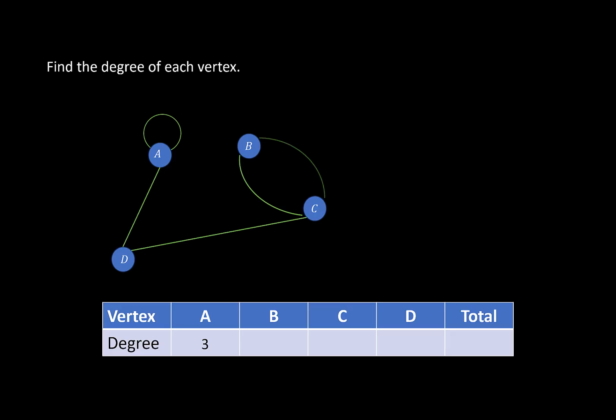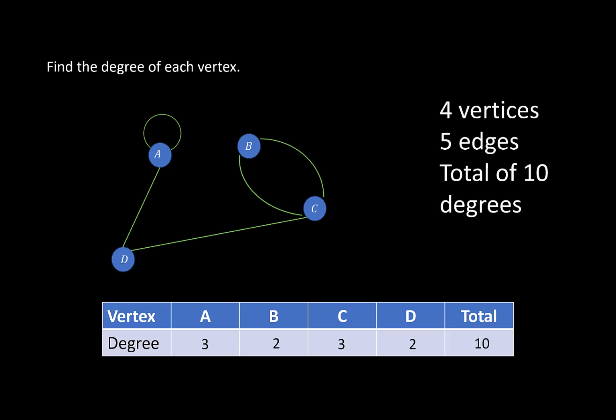B has two edges connecting it to C, so that's a total of 2. C is also connected to B twice, but it's also connected to D, which says C has a degree of 3. D is connected to C and A, so that gives us a degree of 2. If we add up 3, 2, 3, and 2, we get a total of 10. As a summary, we can say this graph has 4 vertices, 5 edges, and a total of 10 degrees.